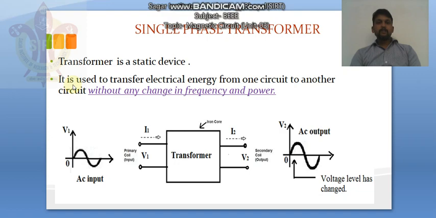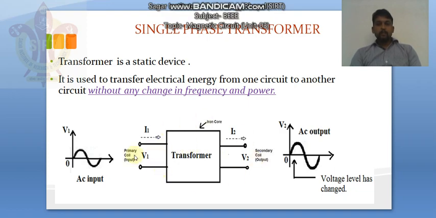Transformer is a static device used to transfer electric energy from one circuit to another circuit without any change in frequency and power. Look here. In this diagram you can see that in primary we have given AC input having voltage V1, and in the secondary winding we are getting AC output having output voltage of V2, but the level of V1 and V2 are not the same. So here you can say that a single phase transformer can step up or step down the voltage.